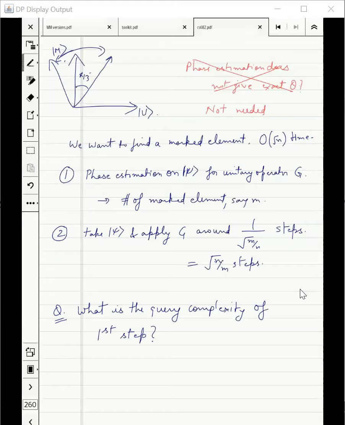Do you agree? This should be clear, right? You can't do as many queries as you like in the first step. If your first step is expensive, I don't care. Your second step could just solve the problem in one query. How does it matter? The complete query complexity of this algorithm has to be square root n.